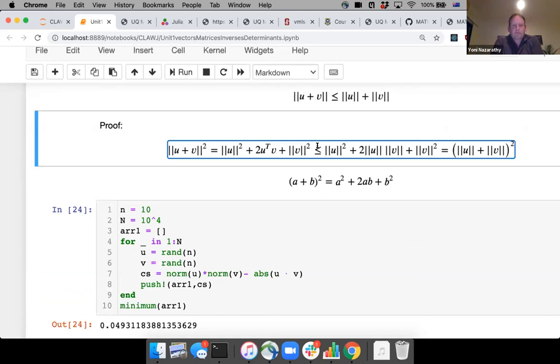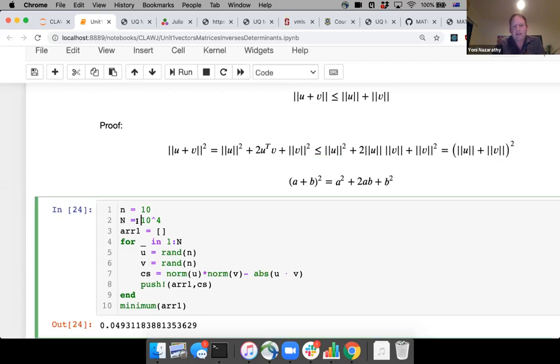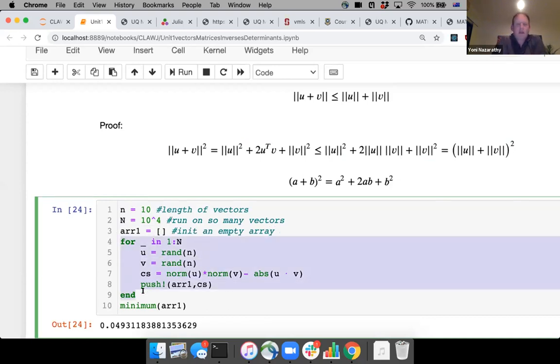All right. So now let's prove things in a non-proofy manner, just to play around. Okay. So what we're going to do is look at this little snippet, which is gonna take vectors of length 10, and it's gonna run on so many vectors, and it's gonna initialize an empty array. And this is a for loop.